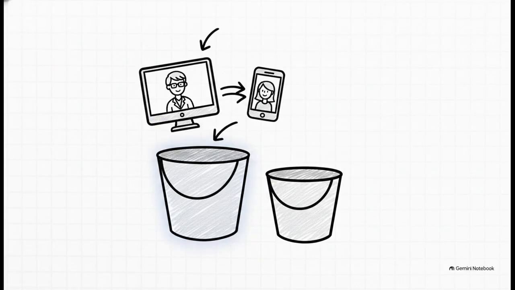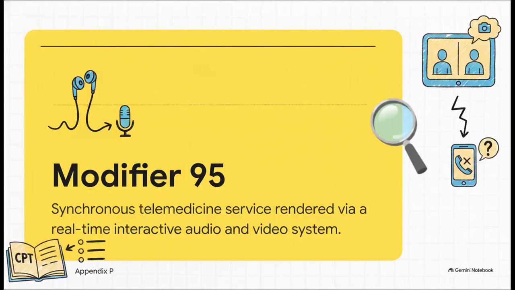To fix this, we're going to organize these into two distinct buckets. First up, core synchronous modifiers. These are your everyday codes. Now, synchronous simply means real-time interaction. It means the patient and the provider are communicating at the exact same time, just like a traditional office visit.